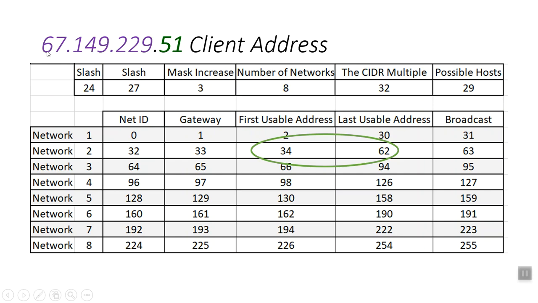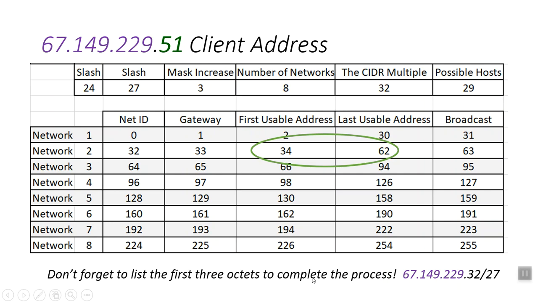So now we can use the first part of the network value. Don't forget those first 3 octets to complete the process. So what's our real network? What's the whole network identity? 67.149.229.32, and it's a /27 subnet mask. And that's the network ID. The gateway value would be 33. The broadcast value would be 63. You would not want to put any network clients on .63 because it's used for broadcast, ARP and all that.